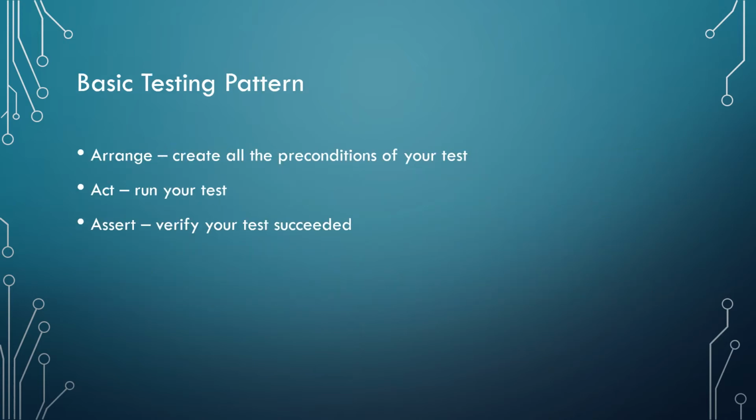So what is the basic testing pattern? Usually we say it as AAA: arrange, act, and assert. Arrange: create all the preconditions of your test, setup, creating classes, whatever is required. Then you have the act stage where you just run the test, and then you go to the assert stage where you check what the results are and if they are good.